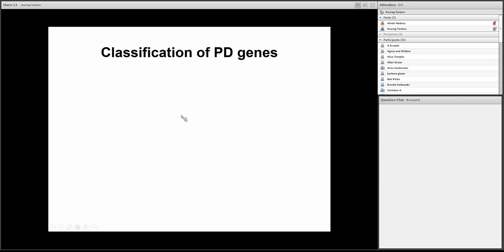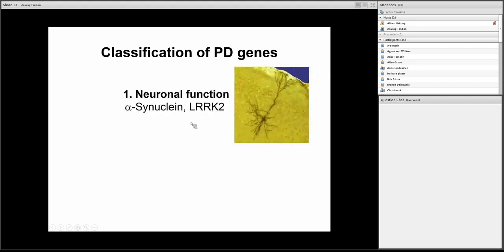I'm going to just give a short classification scheme of the different Parkinson's genes, and I like to put them into this sort of scheme because it helps me understand what their function might be. And I put both genes, LRRK2 and alpha-synuclein. These are both autosomal dominant genes, where you need a single mutation to cause a disorder. Both of these are involved in what we call neuronal function.